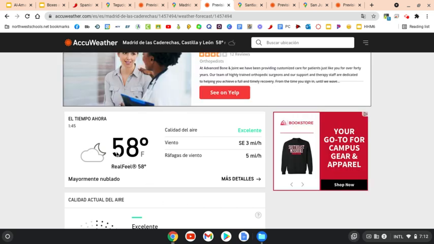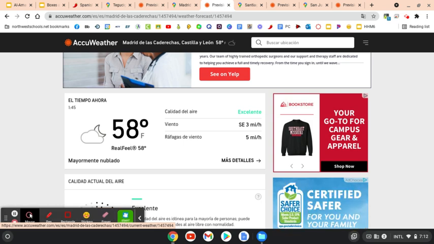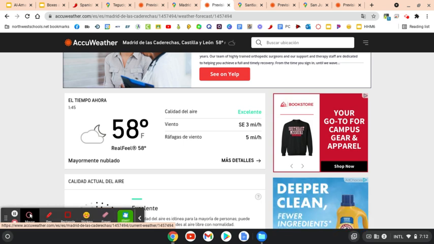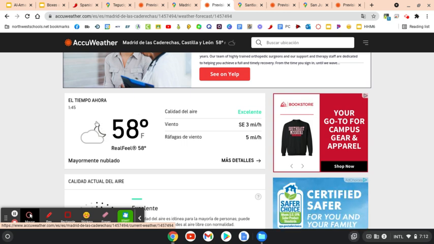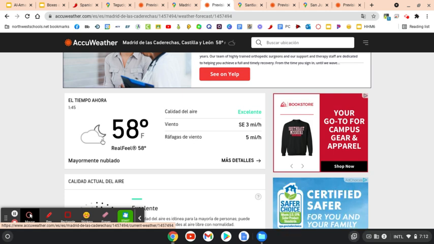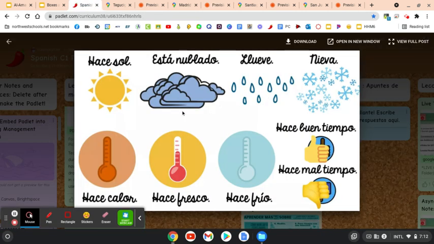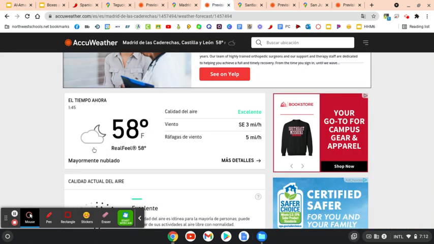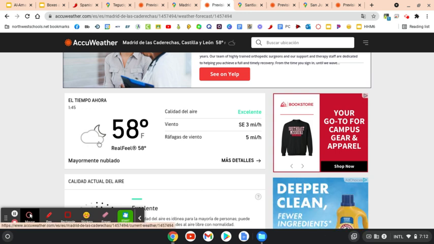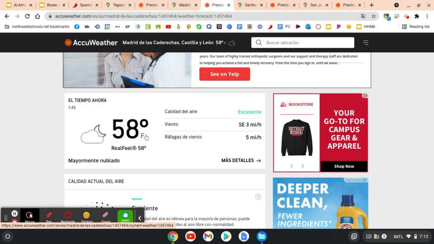En España, la temperatura es 58 grados. En mi opinión, hace fresco. Y clase, es la noche, no es el día, es la noche, ¿sí? La noche, it's nighttime. Está nublado en Madrid, España. Está nublado en Madrid, España. La temperatura es 58 grados. Hace fresco.